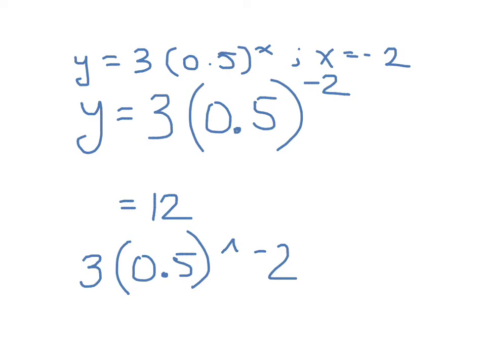Yes, Miss Haley? So you're just putting 2 in for both x's? There's only one x. The second x in the back is just telling you x equals this. And then you're just putting it in and seeing what happens. What do you think about example 2? Not too bad?